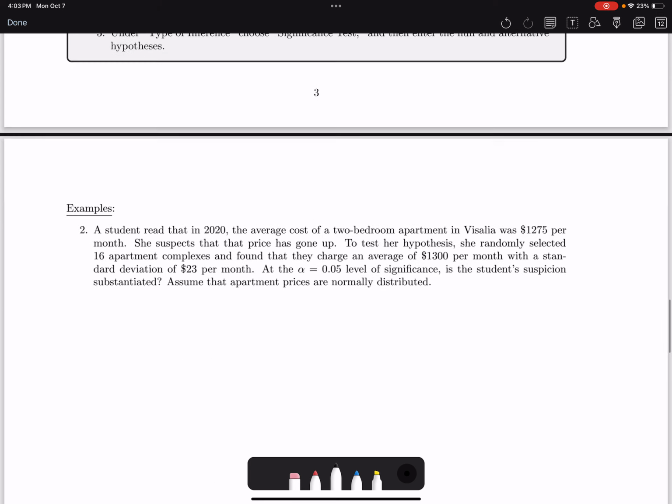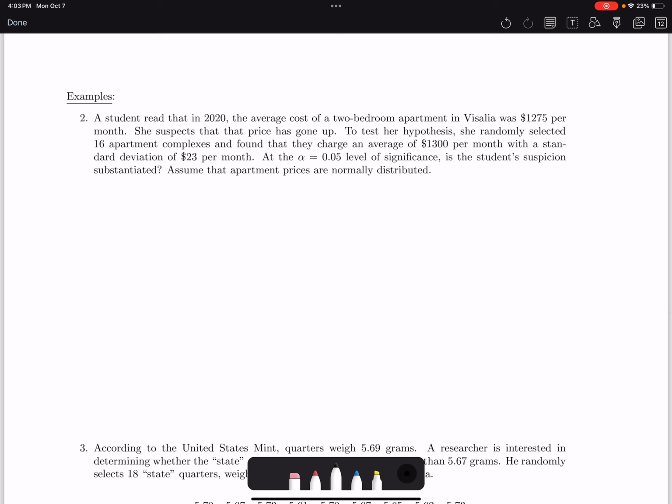So let's take a look at an example, or a couple examples, right? So number 2 here says, a student read that in 2020, the average cost of a 2-bedroom apartment in Visalia was $1,275 per month. She suspects that price has gone up. To test her hypothesis, she randomly selected 16 apartment complexes and found that they charge an average of $1,300 per month, with a standard deviation of $23 per month. At the 0.05 level of significance, is the student's suspicion substantiated? Assume that apartment prices are normally distributed. We'll talk about why that's important later.